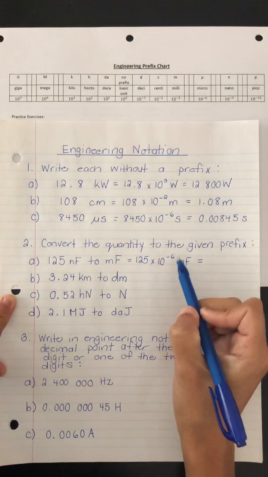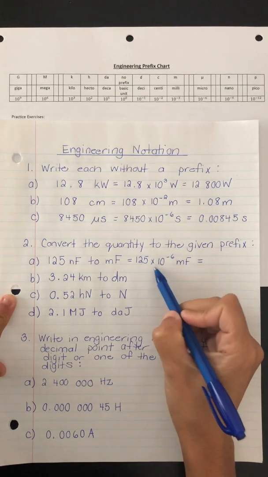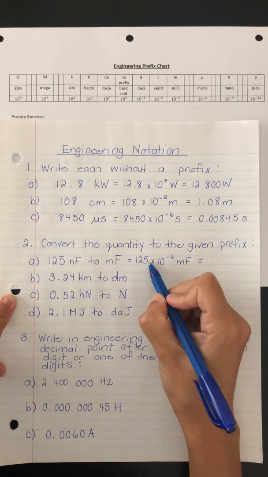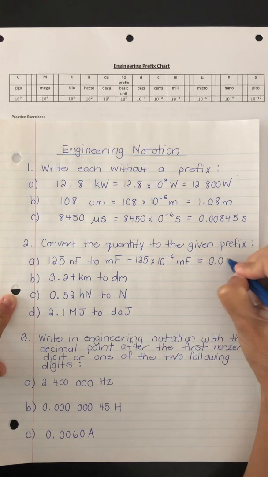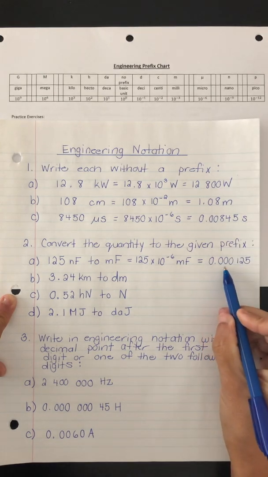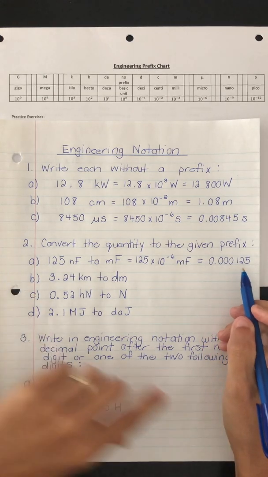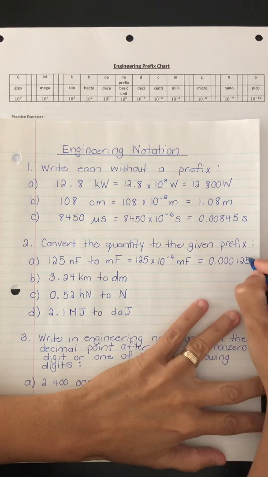Now actually go ahead and move the decimal 6 to the left. So from the end of the number, 6 to the left would look like this: 0.000125, and that would be millifarads.